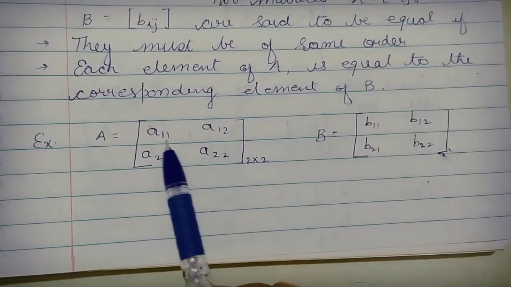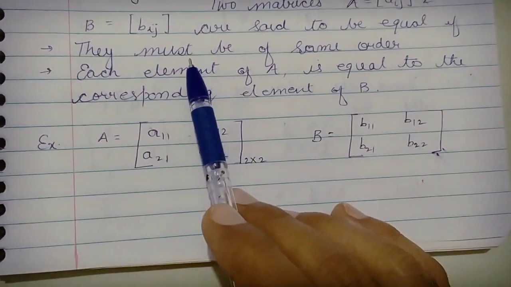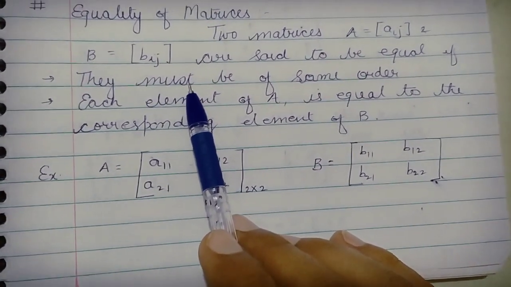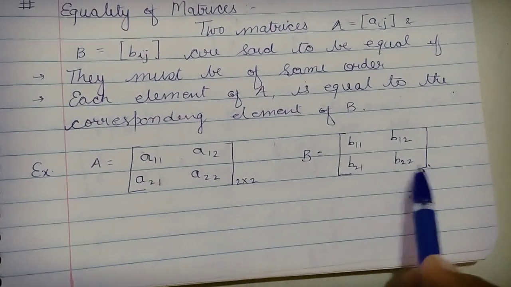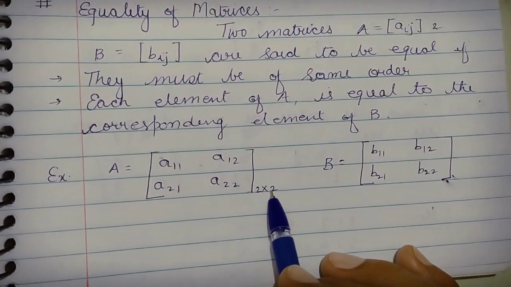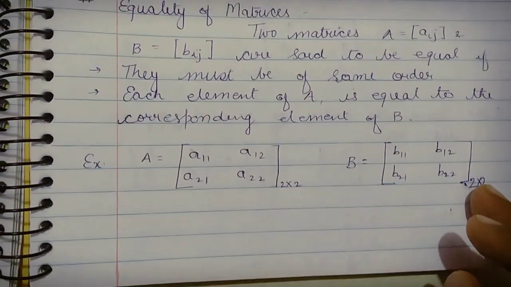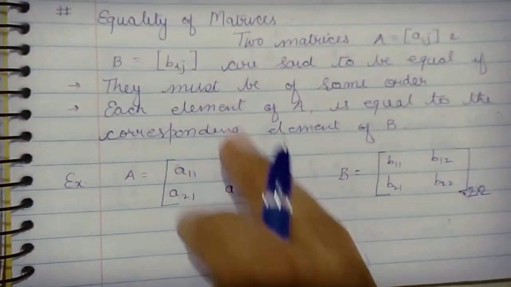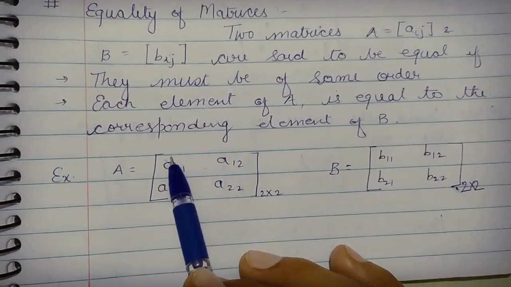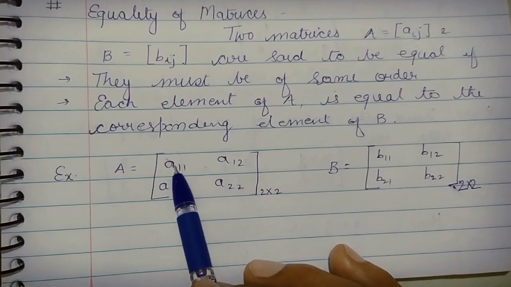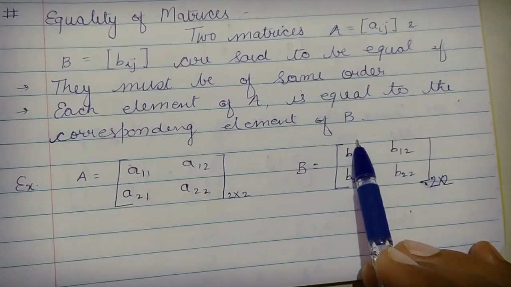Let us take an example. Suppose we are given two matrices A and B. The first condition of equality of matrices is that the order of these two matrices must be the same. Here the order of matrix A is 2 cross 2 and the order of matrix B is also 2 cross 2. So the first condition is satisfied, and according to the second condition, each element of matrix A must be equal to the corresponding element of matrix B.